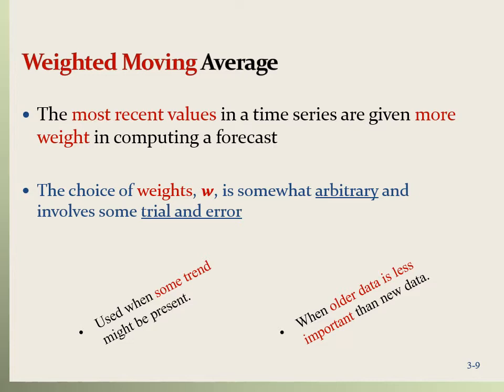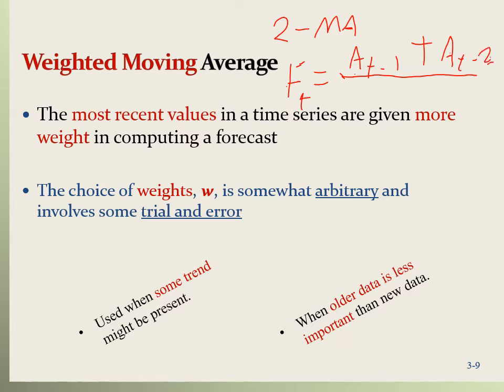What do we mean? Let's consider, for example, a 2-period moving average. Suppose that you want to make a forecast for period T. According to the formula, your forecast would be the actual value from the previous period, period T minus 1, plus the actual value from 2 previous periods, that's T minus 2, and then divided by 2.